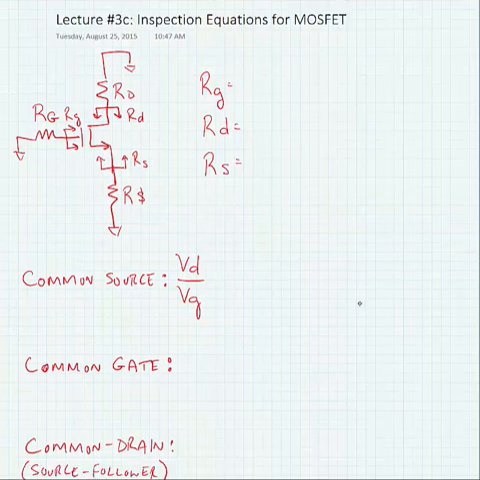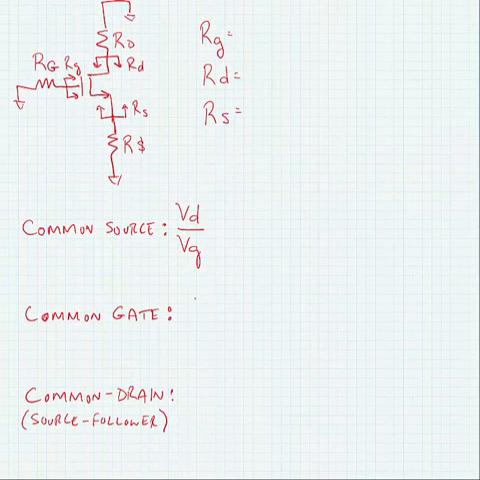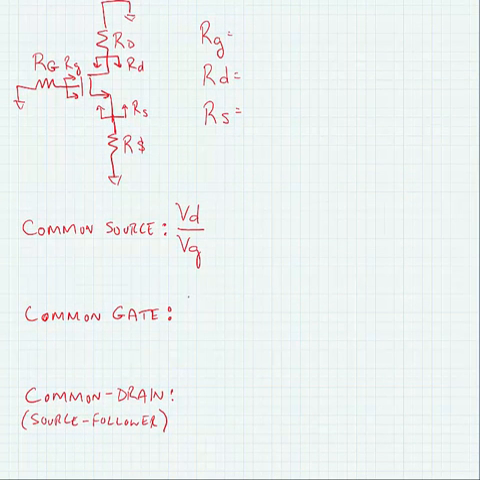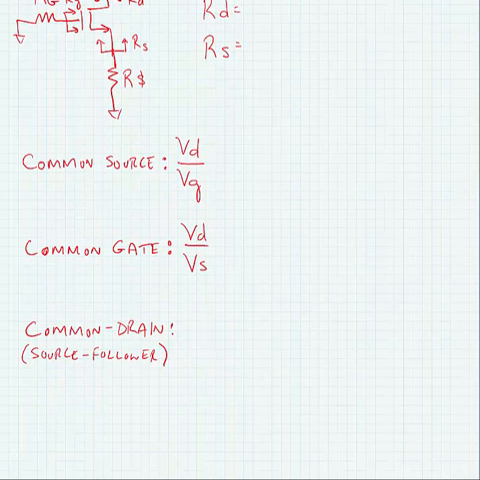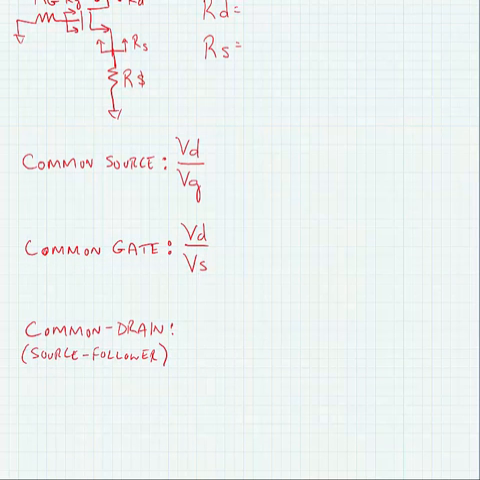A common gate amplifier is one where we're going to take the output off of the drain of the transistor and the input on the source of the transistor. And finally, a common drain, or sometimes called a source follower, we're going to take the output on the source and the input on the gate.